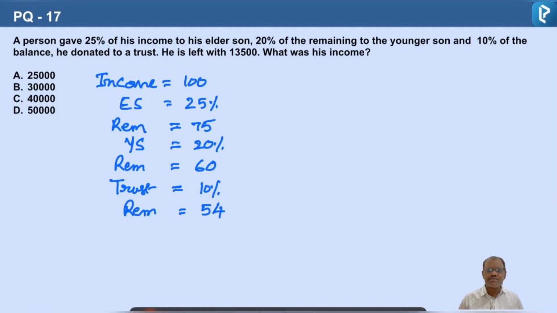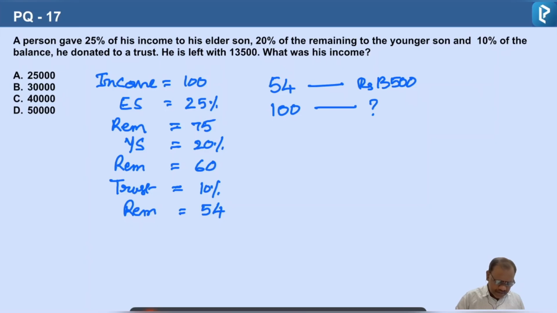So according to our assumption, remaining is 54. So according to the question, the remaining is 13,500 rupees. So 54 is equivalent to 13,500. So we have to find out income, that is 100 is how much. Simplify this. 13,500, make it into 54 parts, multiply by 100. That gives you 100 parts, total income.